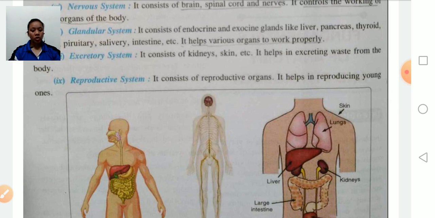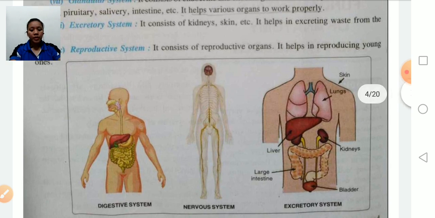Excretory system consists of kidneys, skin, etc. And it helps in excreting waste products, means removing the waste products from the body, like through urine, sweating, etc. Reproductive system consists of reproductive organs. It helps in reproducing young ones.